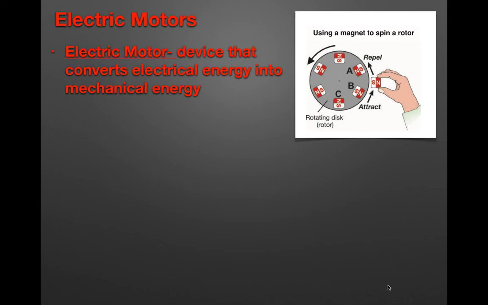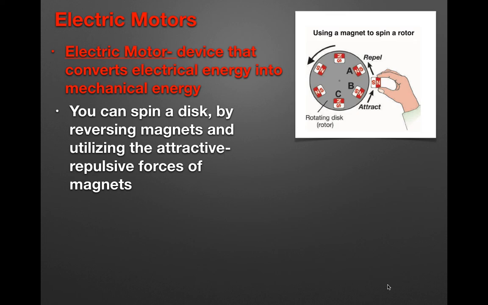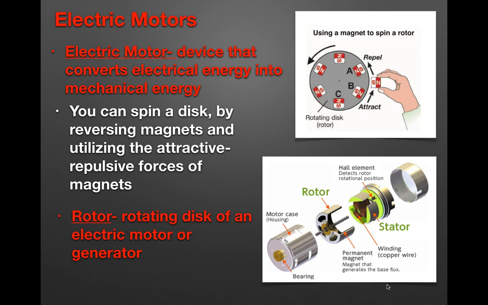So if you had the ability to take that magnet and then flip it, to keep that magnet flipping, you would eventually be able to make that disc continue to spin. Just imagine the ability to rotate that magnet inside of your hand. So you can spin a disc by reversing magnets, and you utilize the attractive repulsive force of magnets. Not to get super complicated, but that disc that is spinning is what we call the rotor. So there's a rotating disc inside an electric motor or a generator, and we call that the rotor, and you can see why. The rotating part of it, rotor, kind of makes sense.